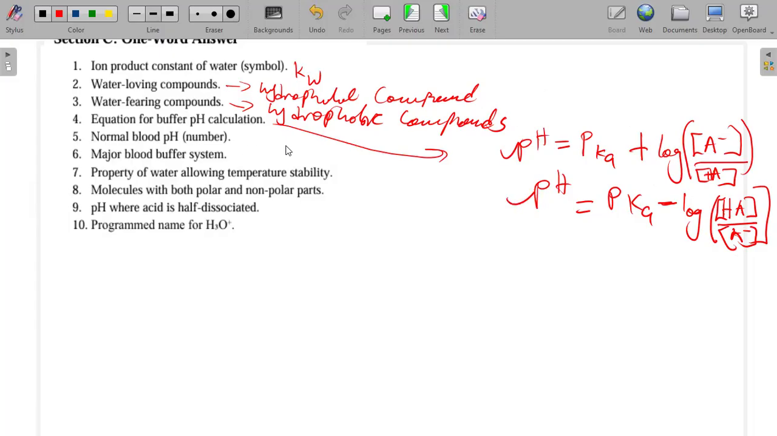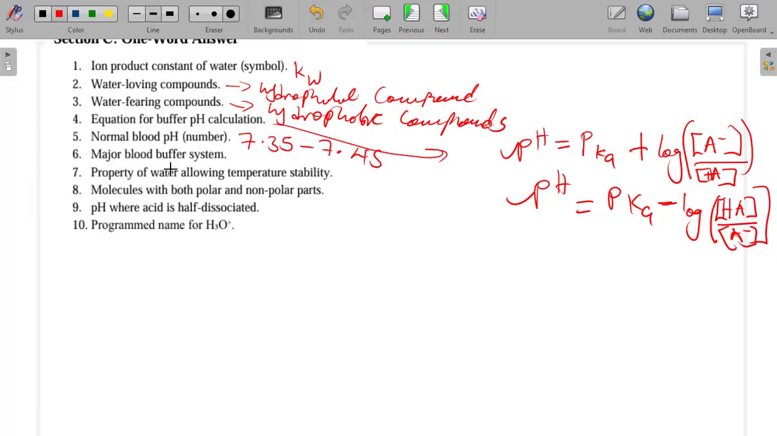Okay, so we go to the next one, which is the normal blood pH range. Okay, so that's approximate. So the range is 7.35 to 7.45. Okay, so that's the normal blood pH range there, isn't it?